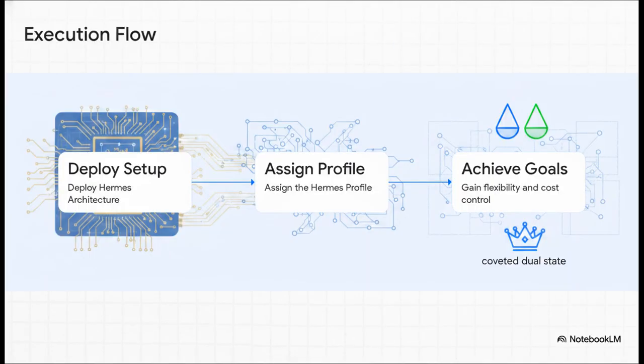Okay, let's summarize the logical flow of the concepts we've explored from the source text. It operates in 3 distinct sequential steps. First, you deploy the foundational Hermes architecture setup within the AI core IT solutions. Second, you assign the specific Hermes profile to interact with the agent inventory. And step 3, as a direct result of those first 2 steps, you achieve that highly coveted dual state of both user flexibility and cost effectiveness. It is a very clear top-down execution from the macro architecture straight down to the micro profile.